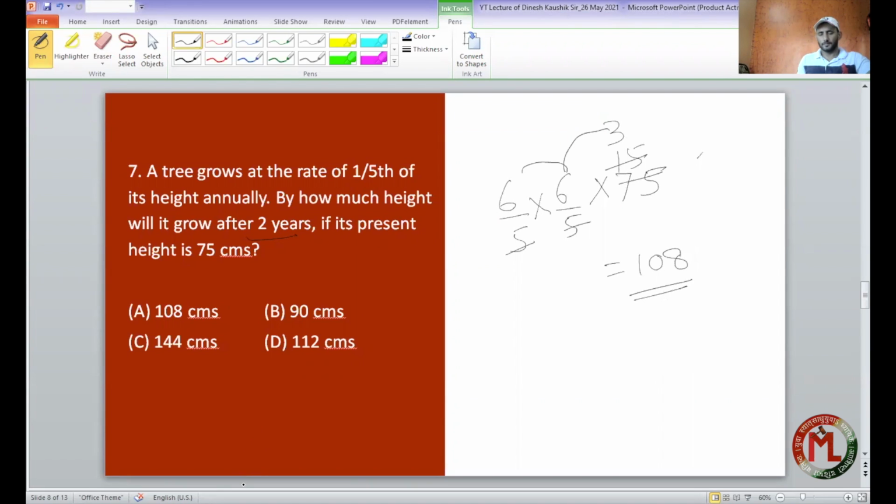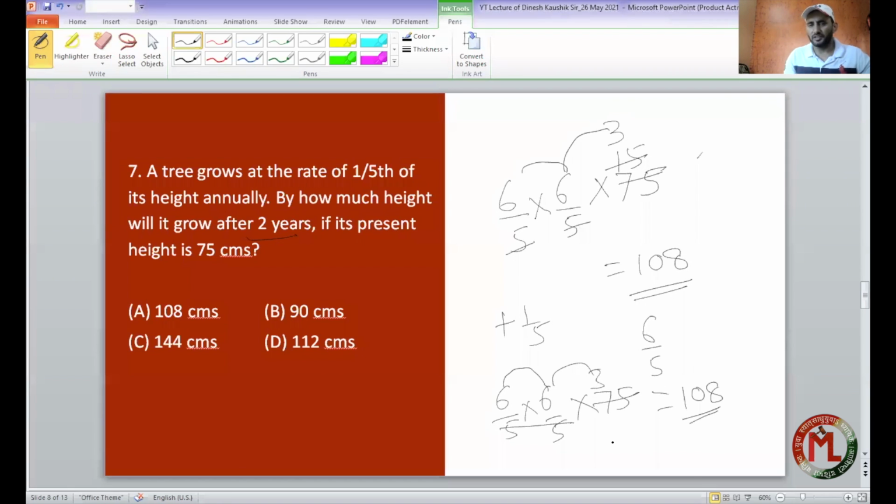That is the answer. I am repeating, my dear. If a number has to be increased by 1/5, then this number will become 6/5 times itself. This is happening 2 times, so we have to multiply the number by 6/5 two times. And the original number was 75. 5 5s are 25, 25 3s are 75. So 6 into 6, 36, into 3, 108. This is the answer. Within 10 seconds, you can get the answer to this question.